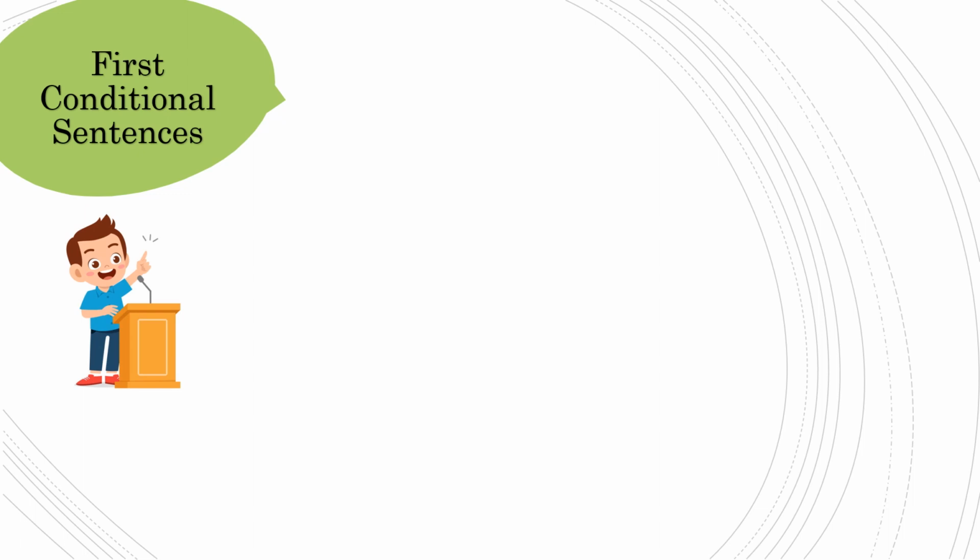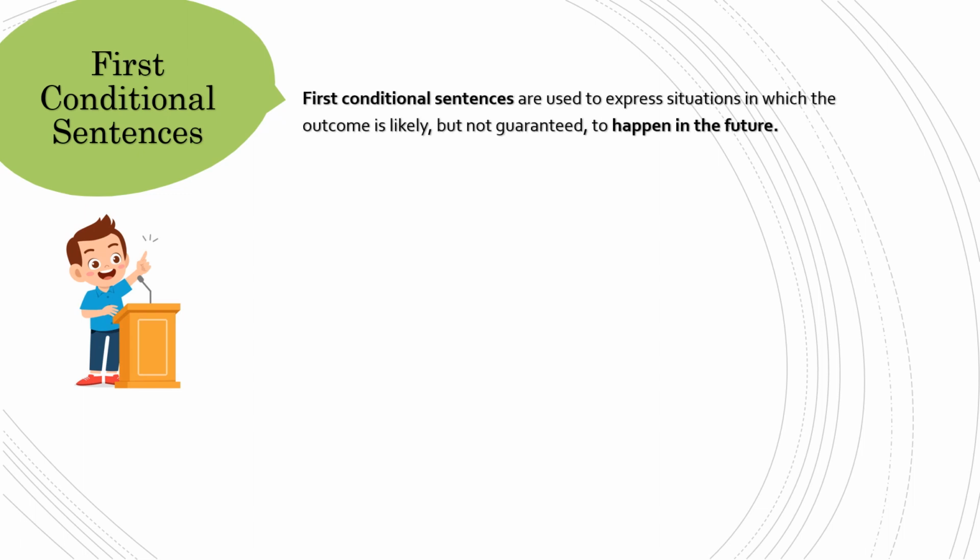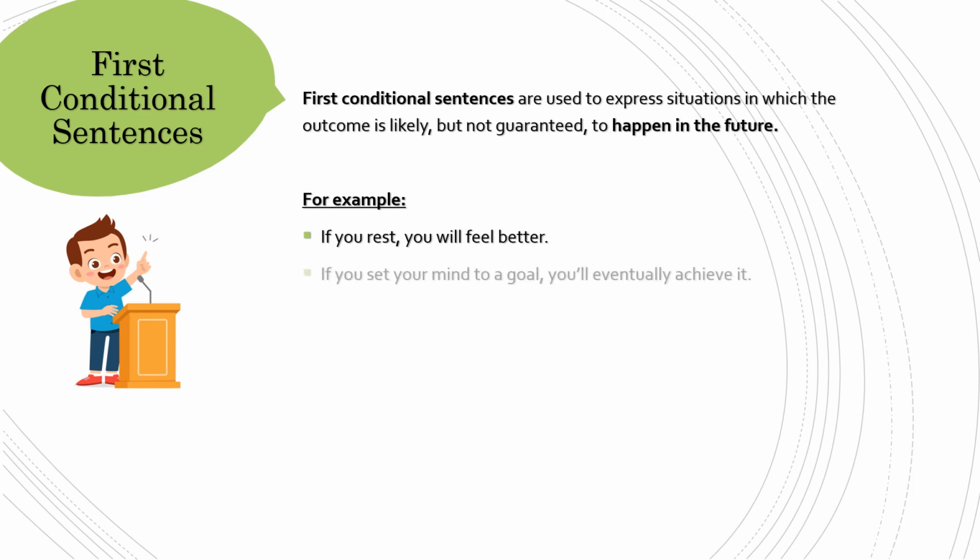First conditional sentences. First conditional sentences are used to express situations in which the outcome is likely, but not guaranteed, to happen in the future. For example, if you rest, you will feel better. If you set your mind to a goal, you'll eventually achieve it.